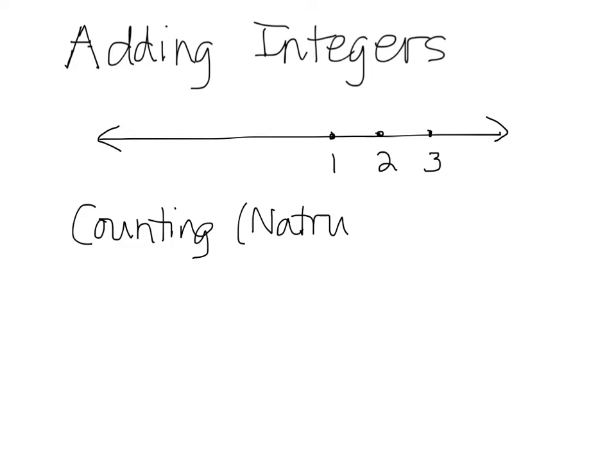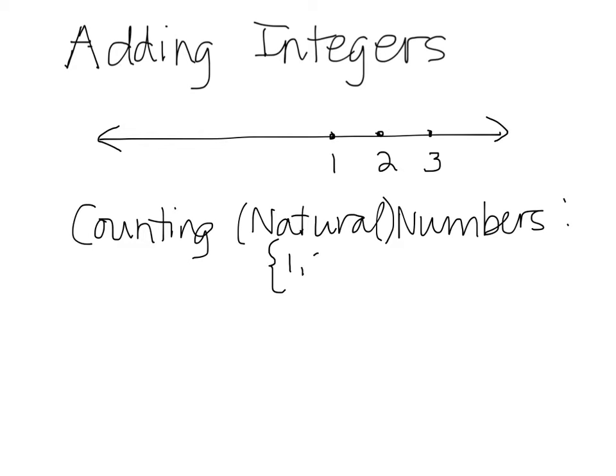Natural numbers. And if I was to talk about set notation, it would start here, go 1, 2, 3, and then it would say dot, dot, dot, which means forever or infinity in mathematics.